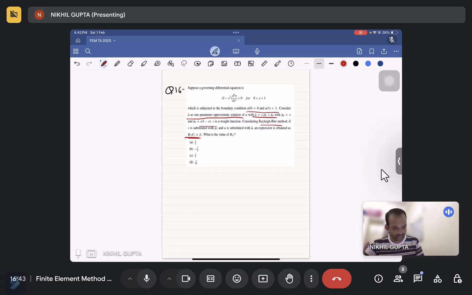So we can write here integral 0 to 1 of dv by dx, 1 minus x square, du by dx, dx is equal to 0. The condition is this, not this. So what we're doing is considering the Rayleigh method. What is the value of b11?